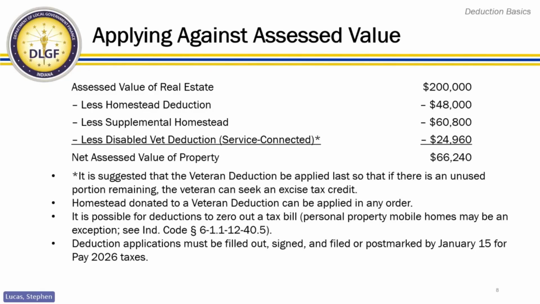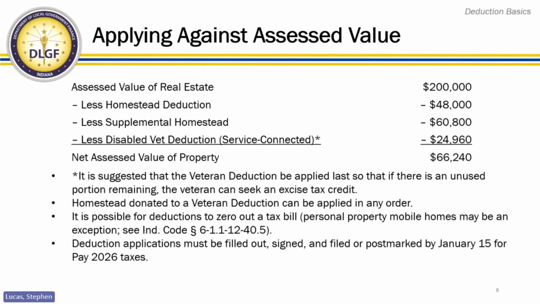Just a note here that the deduction for a homestead donated to a veteran can be applied in any order. We'll cover that a bit later. And as I just alluded to, it is possible for deductions to zero out a tax bill. If the value of the property is low enough that happens, that's okay.